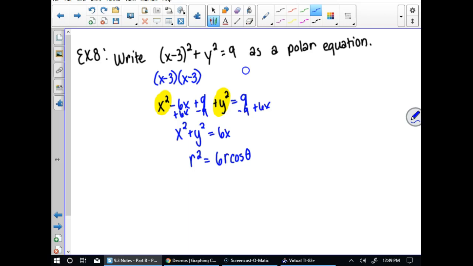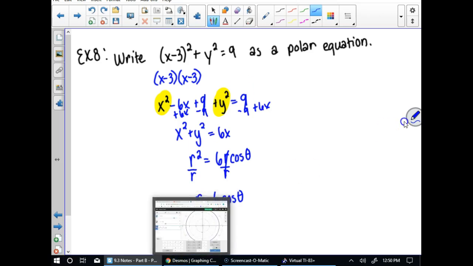So in this case, I could square root both sides. But then I got like a 6 under the square root. Another thing that I can do here is divide by r. So if I divide by r, then I've only got one r left here, and I've got 6 cosine theta because the r's will cancel out over here. And this, a lot of times, is what you'll see as the answer choice. Not always, but a lot of times.